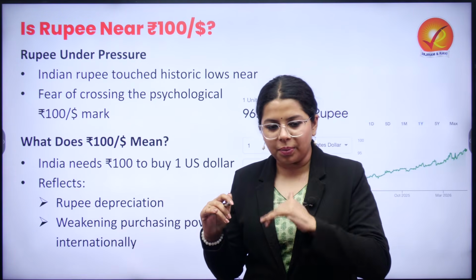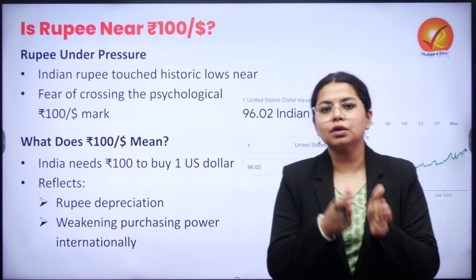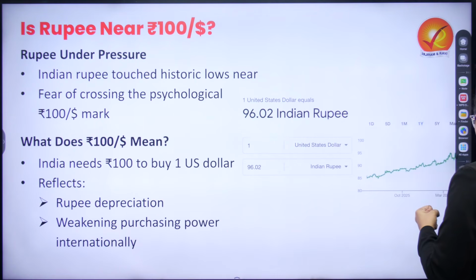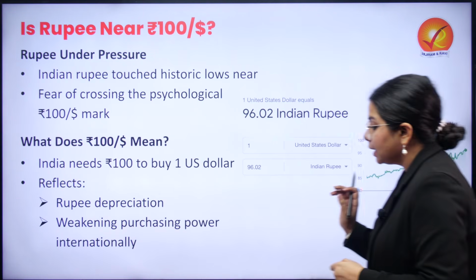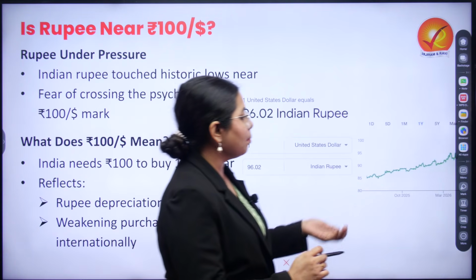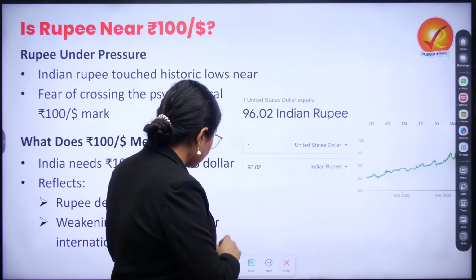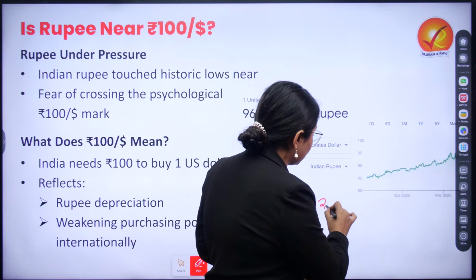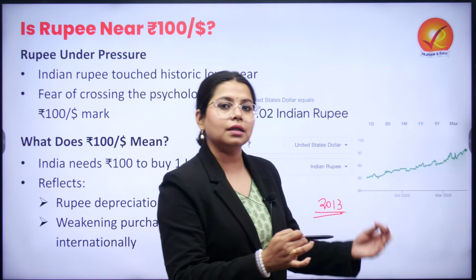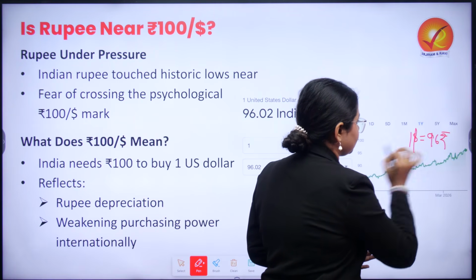So as of now, the speculation has gone beyond 95, 96 and it is about whether the dollar will cross the rupee 100 mark. In this diagram, you can clearly see how, especially in just the last 1.5 years, we are seeing multiple historic lows for the rupee. A similar situation was last seen in 2013, but now another historic low of 96 rupees per dollar has been seen.